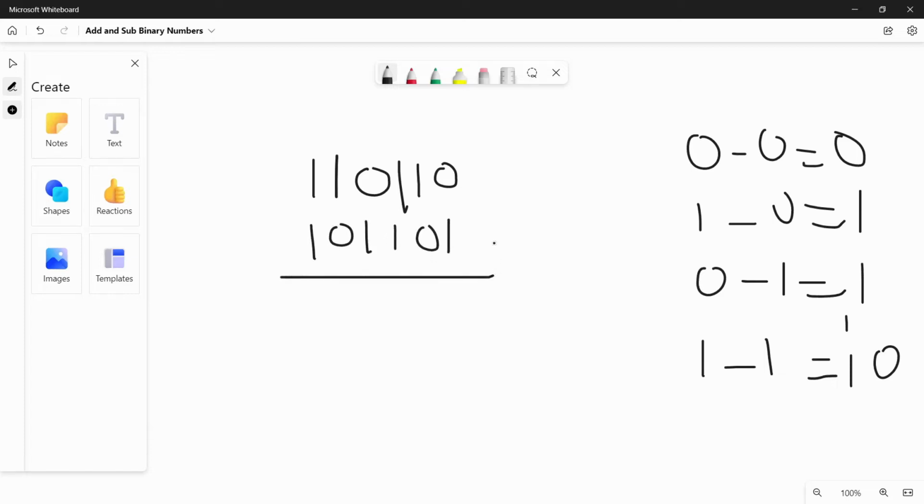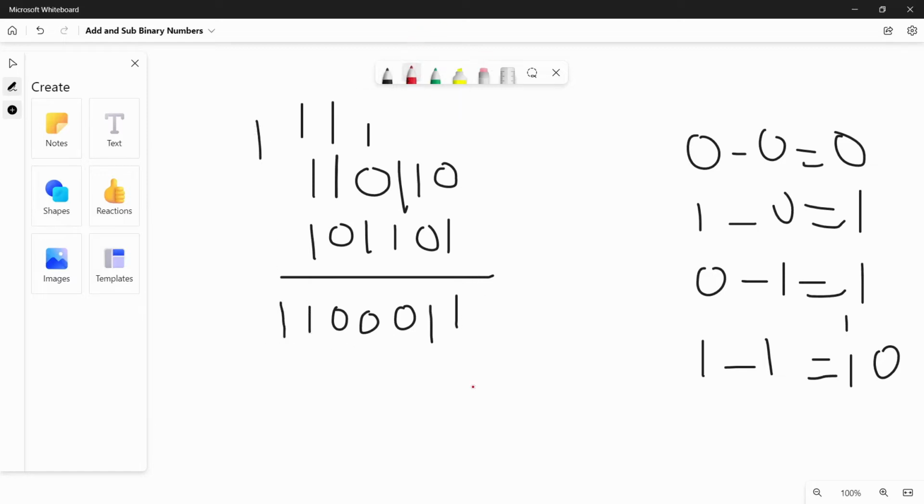Let's add up those two binary numbers. 0 plus 1 is 1. 1 plus 0 is 1. 1 and 1 is 0. We should carry over 1. 1 plus 0 is 1. 1 plus 1 is 0, and we should carry over a 1. 1 plus 1 is 0, so 0 over here, and we should carry over a 1. 1 plus 1 is 0, carry over a 1, and 0 plus 1 is equal to 1. Now this one will slide down, and we got this binary format.